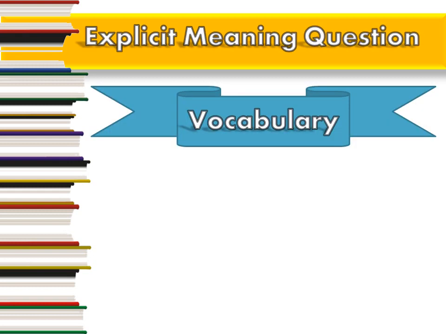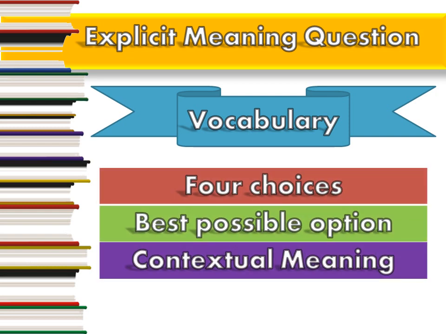The last type of explicit meaning question is vocabulary. Here you are going to select the best possible option out of the 4 choices that is appropriate to the context. One would be completely wrong, other 2 would be close enough, so pick up the one which is correct according to the context.